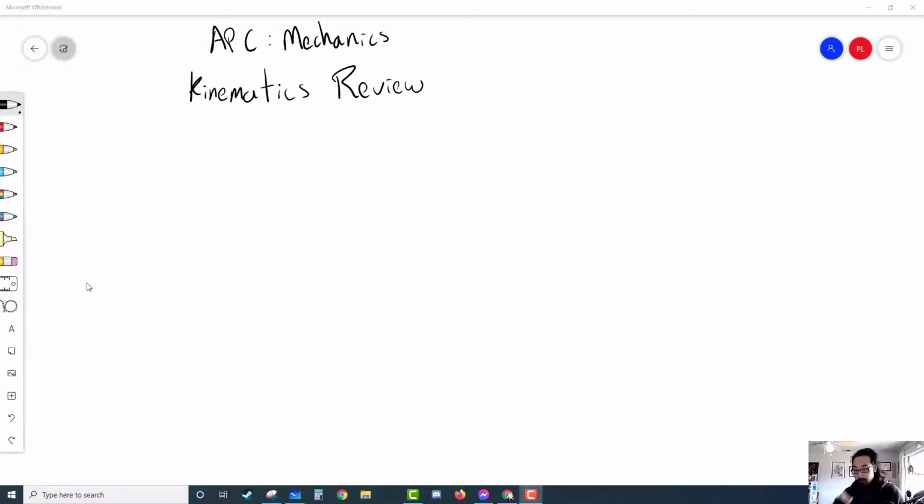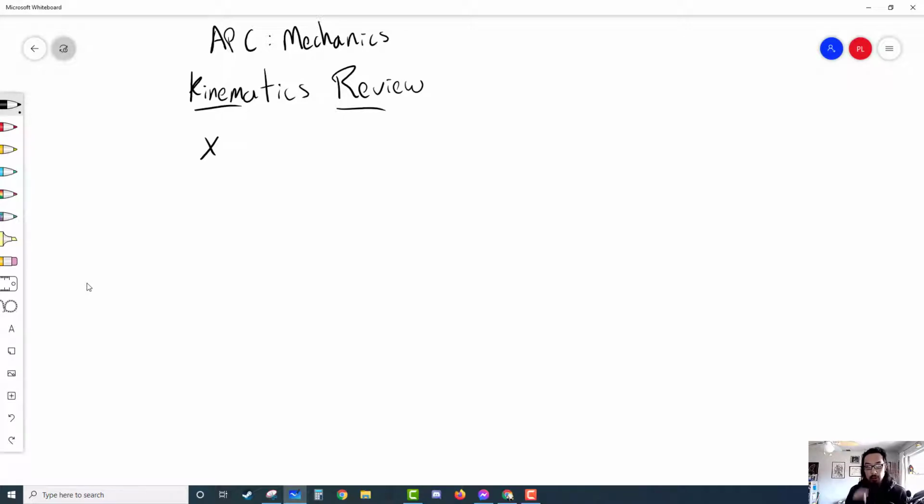Alright, let's begin. To start off, the big idea behind kinematics is that it's the study of motion. So everything in this unit was something about how something moves. And from there, we had a couple of variables that we looked at and a couple of definitions. So let's start off with that.